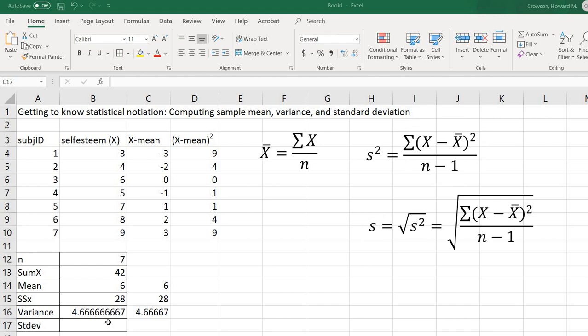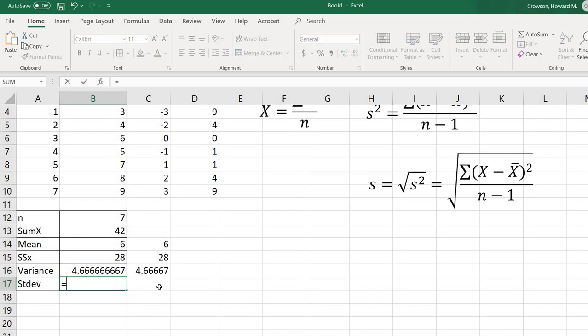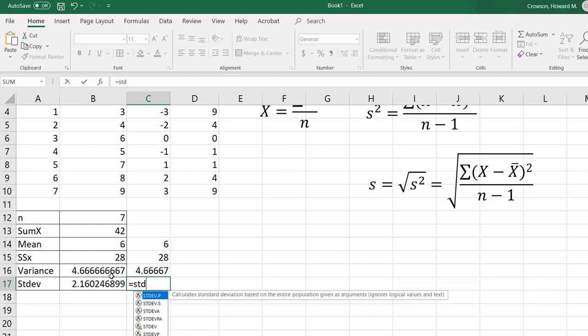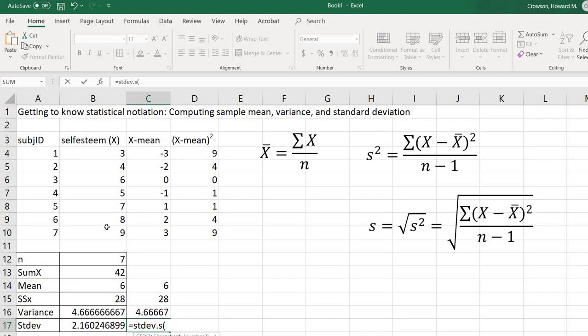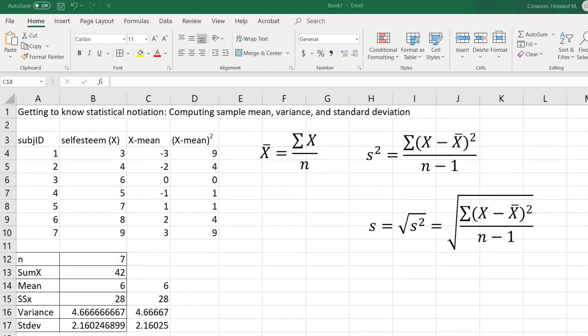So what I'm going to do here is go into standard deviation, and we'll just say equals square root of our variance, and there it is. Obviously in Excel you can do this quicker as well. You can just basically say stdev.s and then highlight the values in the x column right here and then hit enter, and we get the same number. So that's basically all there is to it.